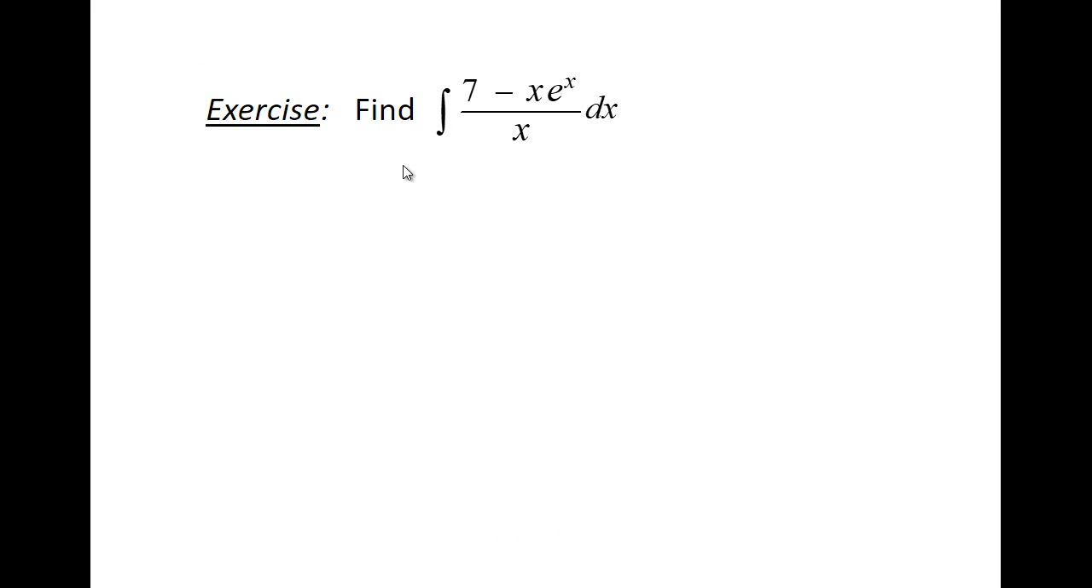Okay, so now we have the integral of 7 minus x e to the x over x dx. Take a moment, pause the video, and see if you can answer this on your own. So think about it for a minute or two, and then come back to the video.